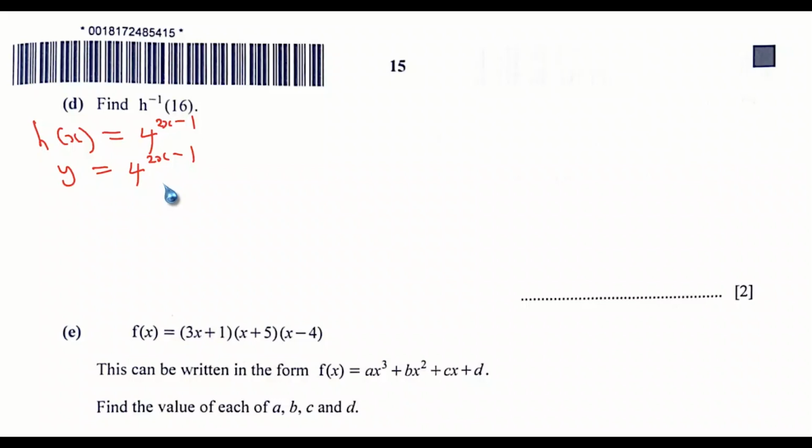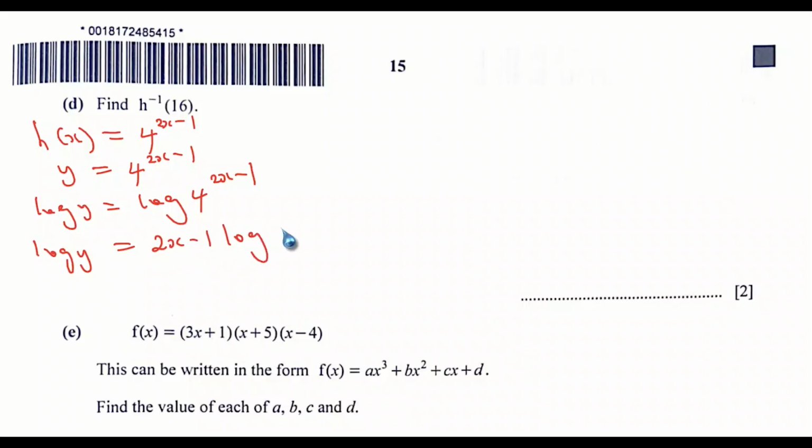So now we need to make x the subject of the formula. To do this, we need to take logarithm of both sides. So that will be log y equal to logarithm of 4 to the power of 2x minus 1. Then we can write this as log y equal to 2x minus 1, then log 4. So from here now we can separate. Okay, there's a bracket here.